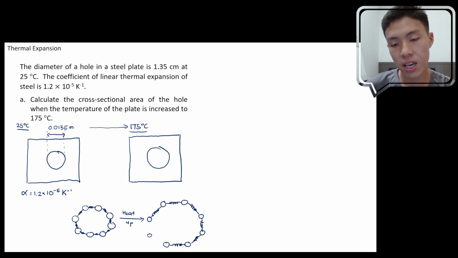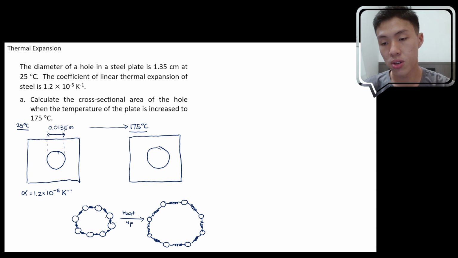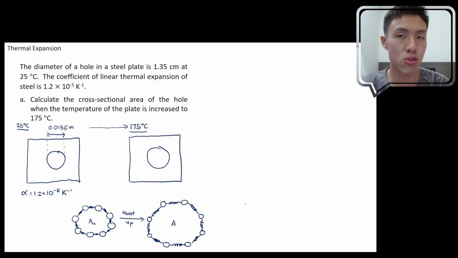So the area of the hole can also be calculated using area expansion. This is the original area of the hole, and this is the new area of the hole. You can see that the area of the hole should get larger because the particles vibrate more vigorously and push each other apart. So that's the idea. We are talking about the area of the hole being expanded, so this is actually area expansion.